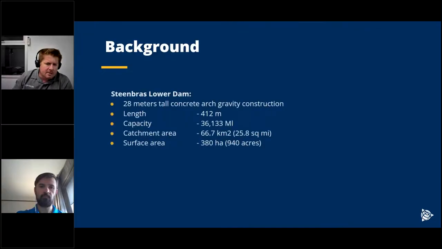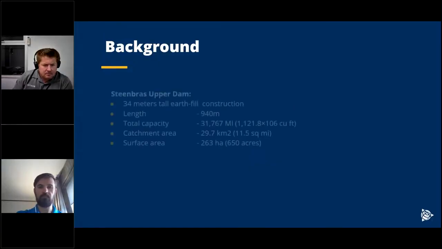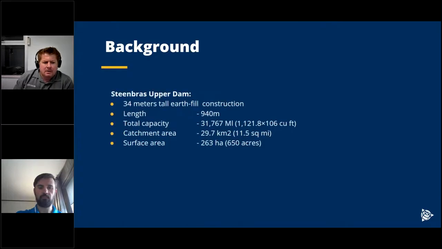So Steenbras Lower Dam is a 28 meters tall concrete arch gravity construction. The dam wall is 412 meters long. It's got a capacity of about 36,000 megaliters, catchment area of 66 square kilometers, and a surface area of about 380 hectares. The Steenbras Upper Dam is a 54-meter tall earthfill construction, 940 meters long, 31,000 megaliters, and 263 hectares surface area.